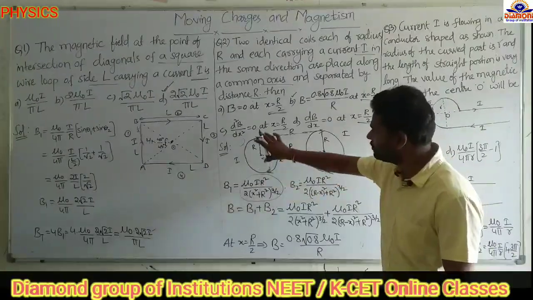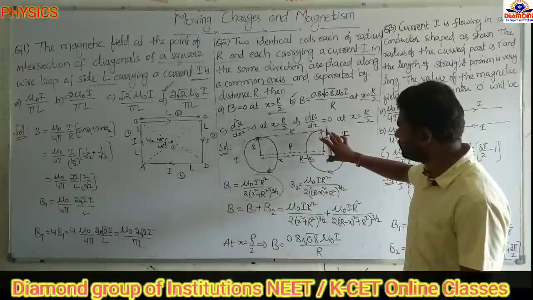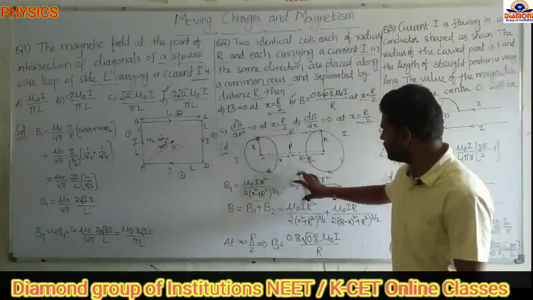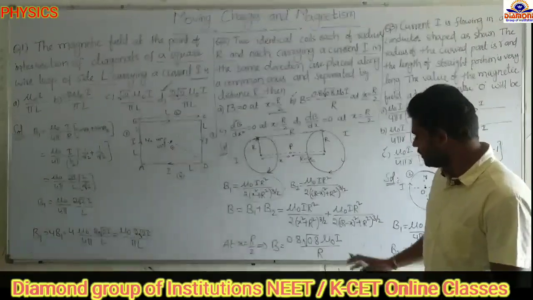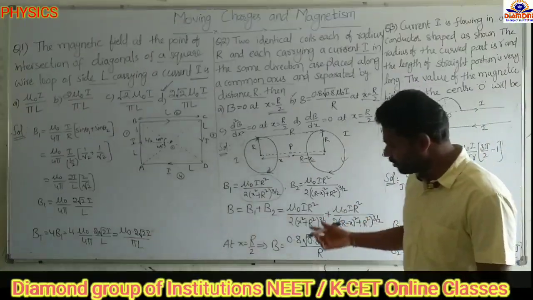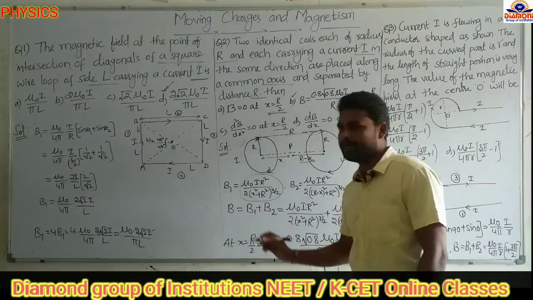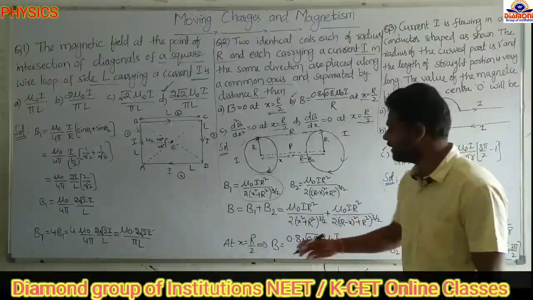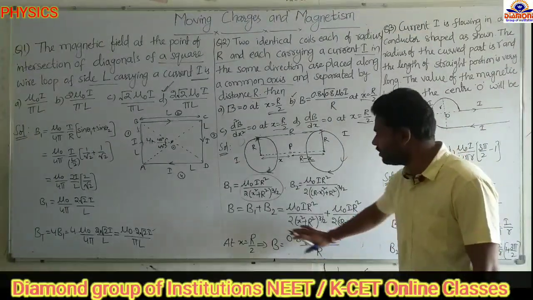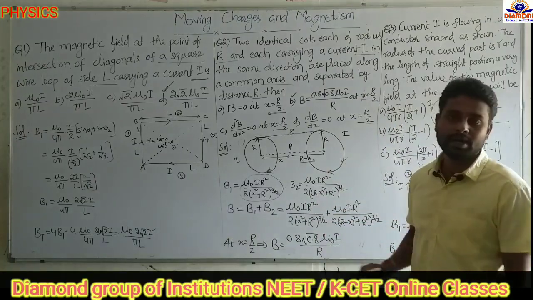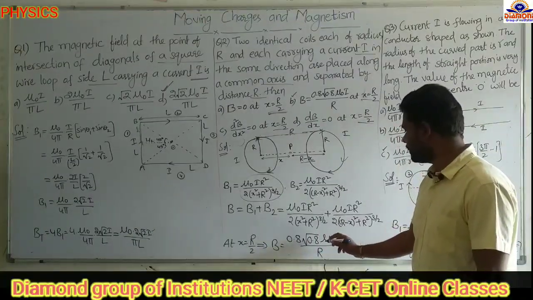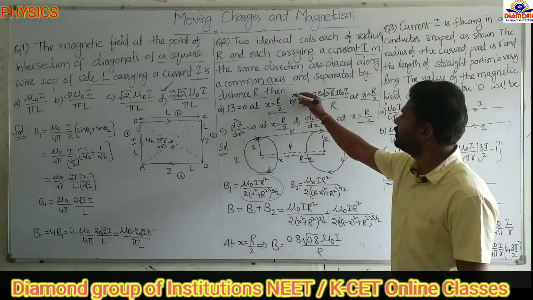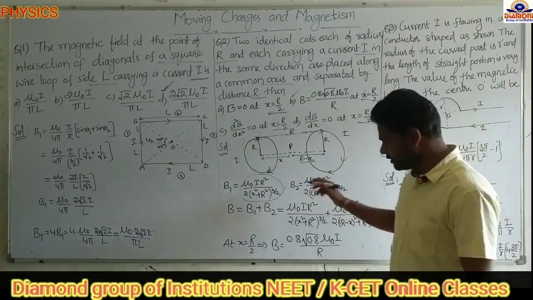B1 is the magnetic field due to the first coil, B2 is the magnetic field due to the second coil. Already we got the values. Substitute these values here and simplify. And next, after simplification, you have to substitute x equal to r by 2. Pause the video and do the simplification. You will get the answer 0.8 into square root of 0.8 mu naught I by r. So B option is the right answer. This answer you will get, simplify it.